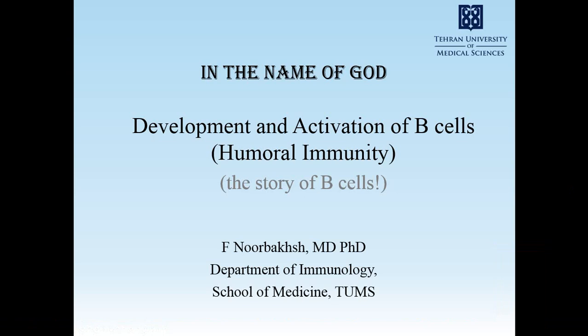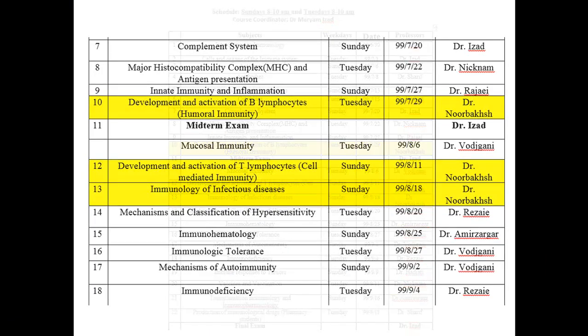I'm Dr. Nourbakhsh. I'm a faculty member at the Department of Immunology at UMS, and the title of the class that I'll be teaching today is Development and Activation of B cells or humoral immunity. I'll be teaching three classes in this course. The first one is Development and Activation of B lymphocytes or humoral immunity, which is this class. The next class will be Development and Activation of T cells or cellular immunity, and that is the class after the mucosal immunity class. And then finally, we'll be having a class about immunology of infectious diseases.